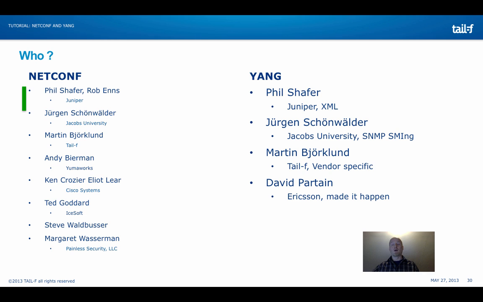Looking at Yang, what are the roots for Yang then? Several roots. Along with the technology from Juniper, they also had an XML schema for writing the data models. That was one input. We have Jürgen, who had been working with SNMP and on SMIng, meaning Next Generation language for writing MIBs. And also Martin Björklund from Tail-f had a vendor-specific language. Those three different inputs were the roots that emerged into Yang. And there was also a lot of work from Ericsson and David Partain that actually made the standard happen.